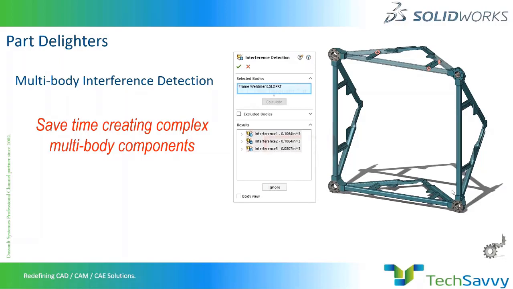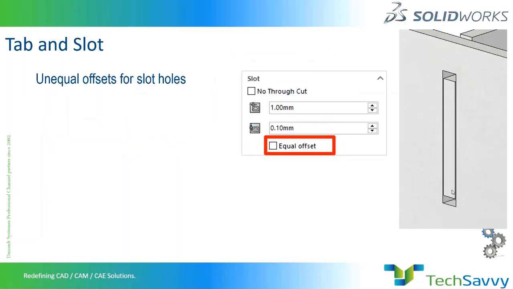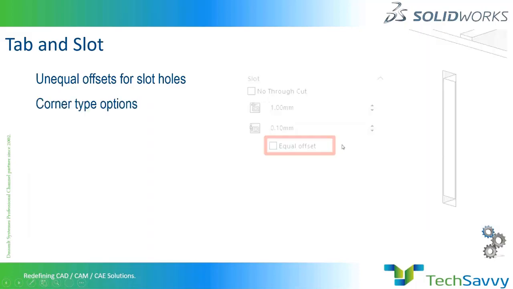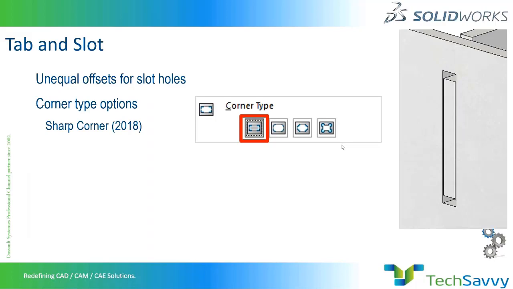Now, let's move forward. There is one more feature that was already introduced in the 2018 version, about tab and slot. Till then, we were only able to run a few conditions on the tab and slot. Now in SolidWorks 2019, we can run an unequal type of offset in tab and slot, in which if I need to decrease the gap from here as an offset, I can do that also. Not only that, now I have a different type of corner option.